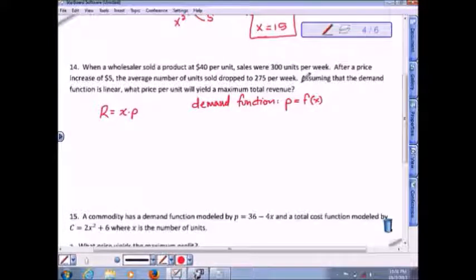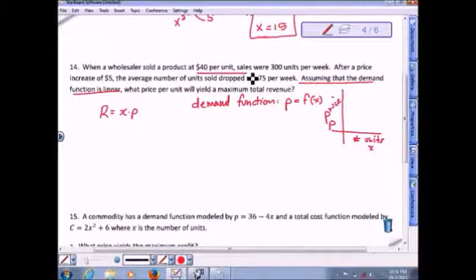And if we assume that the demand function is linear, that means it's going to be a straight line with a slope. Now the way the demand function is set up on a graph is the vertical axis is the price, and the horizontal axis is the number of units. So the price is represented by lowercase p, and the number of units is x.